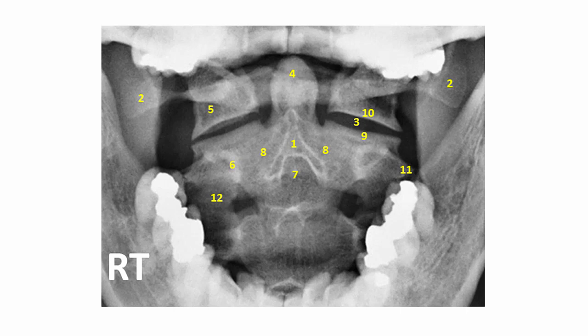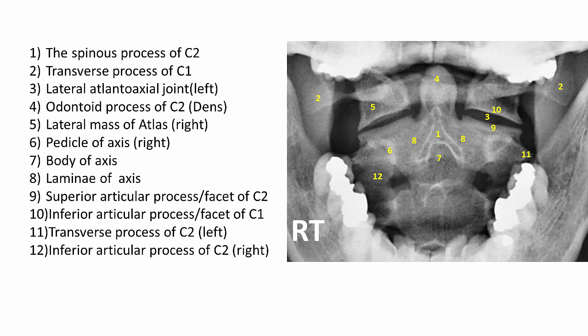Alright, then I labeled all these for you. I think we got everything. I'll leave this up here for a second. And what did I miss? I got everything. Talked about the inferior articular process, superior articular process of 3. Kind of hard to see there, but the articular pillar would be in here.